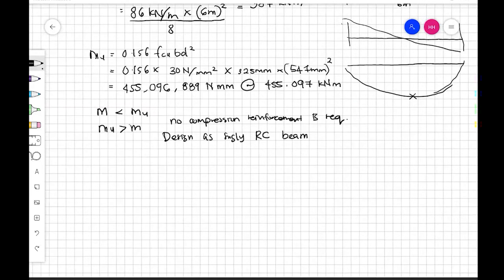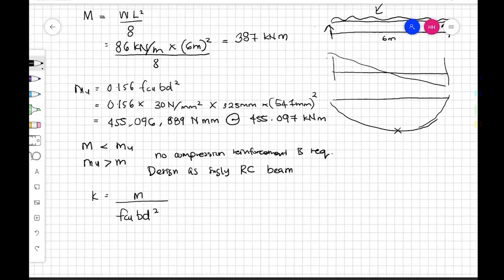In order to find AS, we need to find K and Z, the level arm. So we proceed with K. K is M divided by FCU B D square. Masukkan balik value M yang kita dah ada earlier. So we know that the M is 387. Convert it into Newton millimeter, means that you need to times 10 power of 6. Maksudnya darab 1000, darab 1000. So darab 10 kuasa 6 lah.